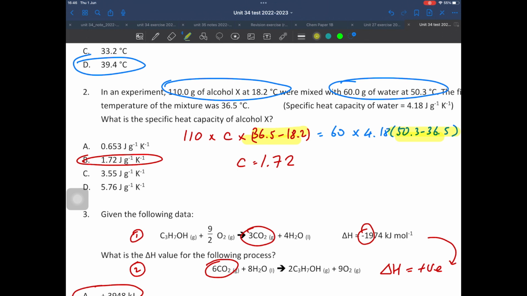So let's see. This one is the energy gained by the cold alcohol. This is the energy lost by the warm water. Now, make sure you place the temperature change in the correct order such that both of them are positive values on the left hand side and on the right hand side. Again, after solving the equation, you can see the specific heat capacity for the alcohol is 1.72, which is B.